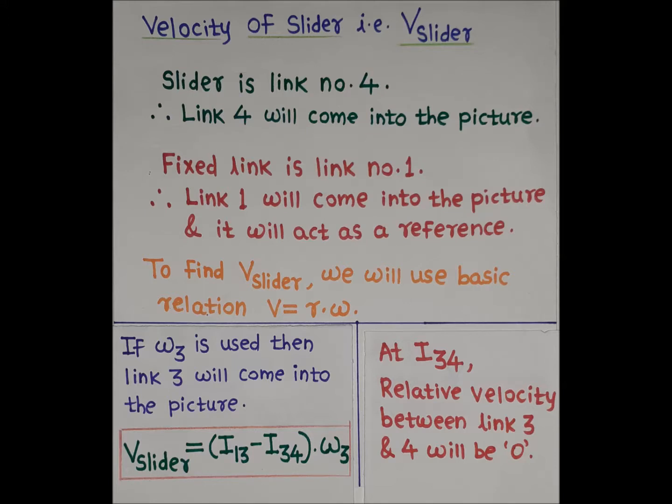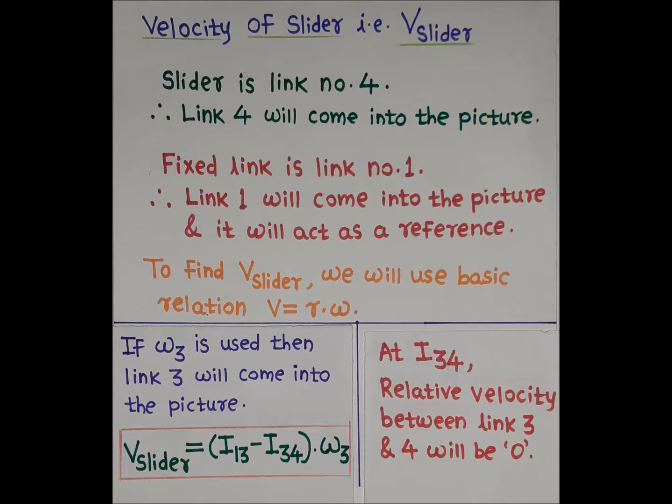Now we will find the velocity of the slider, that is V slider, by another method. The slider is link number 4, hence link 4 will come into the picture. The fixed link is link number 1, therefore link 1 will come into the picture, and it will act as a reference. To find the velocity of the slider, we will use the basic relation V is equal to R omega.